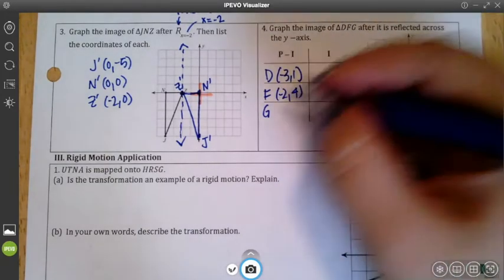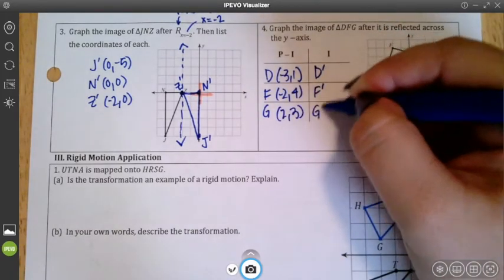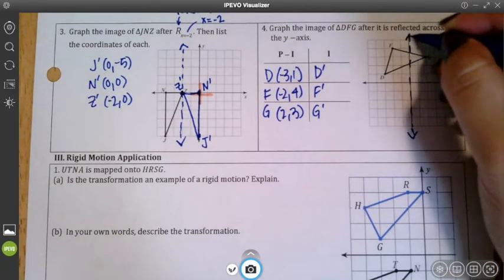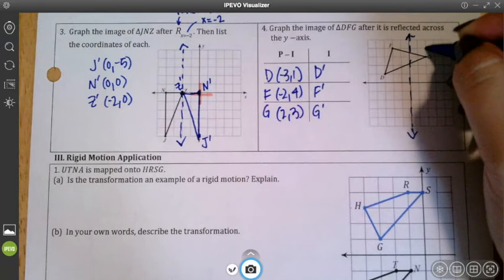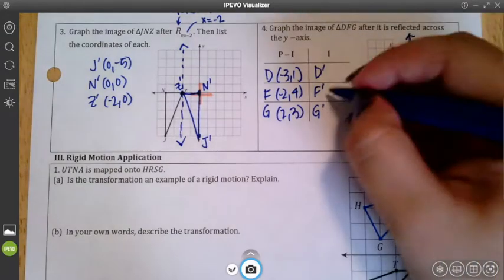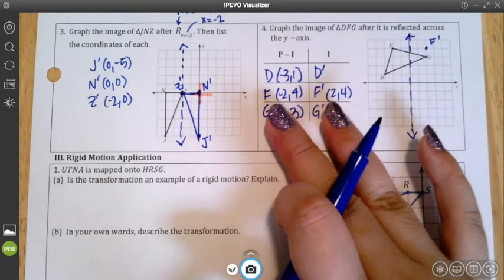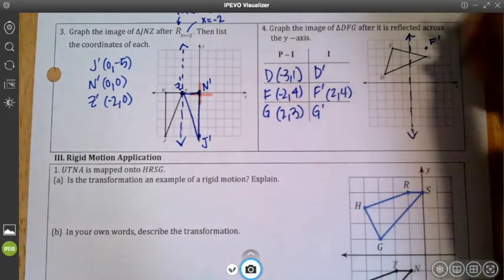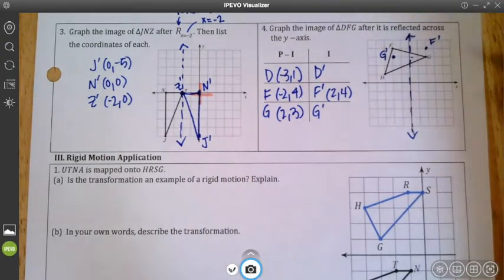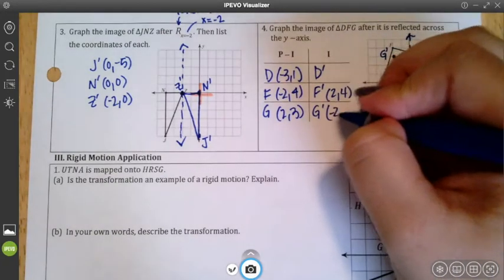G is at 2, 3. D prime, F prime, G prime across the y-axis. There's my mirror. F is 2 units away. F prime is 2 units away. So that's at 2, 4. The y value did not change. The x value switched signs. G, 2 units away, 2 units away. G prime is at -2, 3.